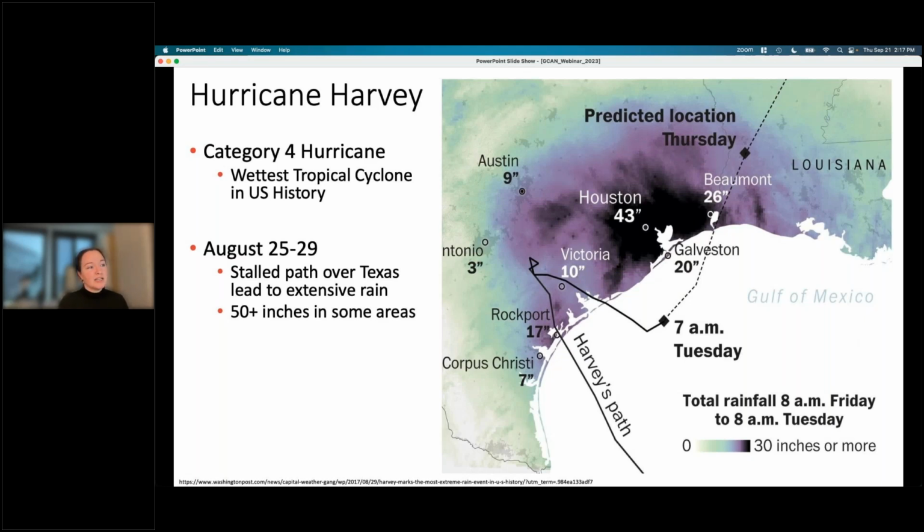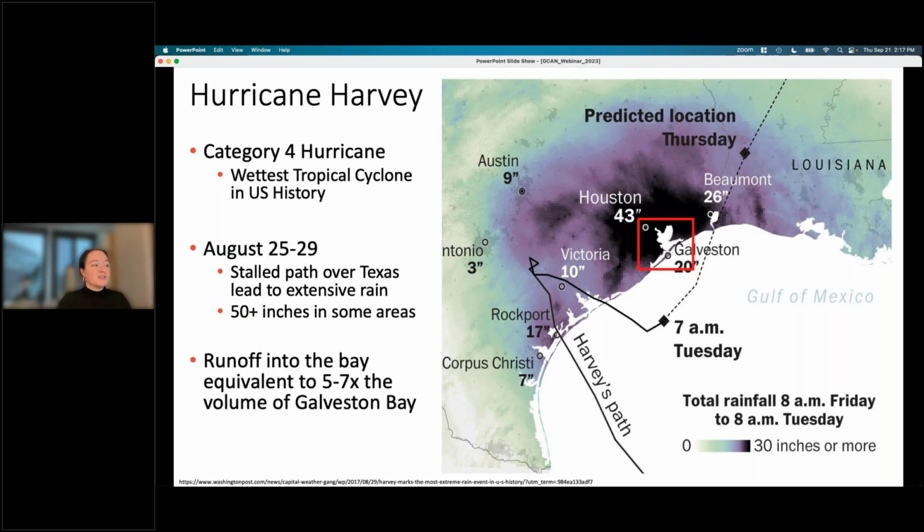The right-hand side is a map showing the Harvey rainfall rates or amounts after its major landfall and stall, where light green colors indicate little to no rain and the purple and black colors indicate areas that received excessive amounts, or more than 30 inches of rain. And what you can see is that a majority of this rain is actually centered around this Galveston Bay region that I've highlighted in red.